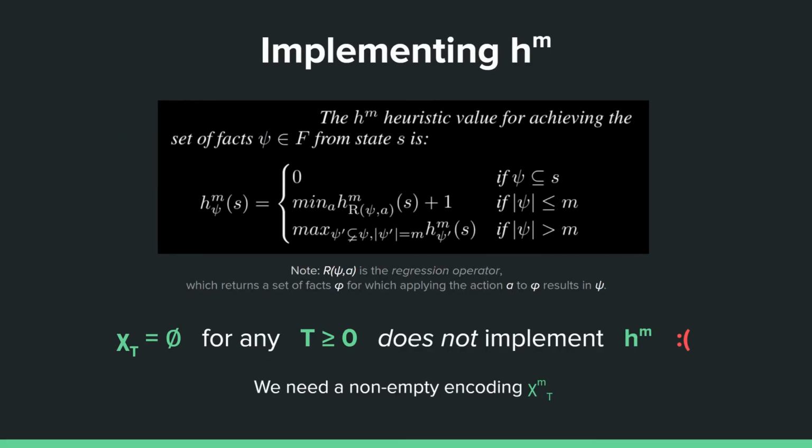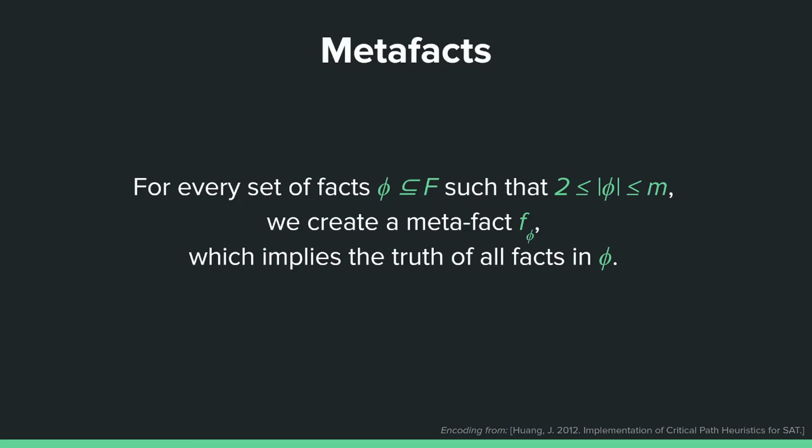Let's take the HM family of heuristics. It's similar to Hmax, but instead tries to find the most expensive set of M subgoals instead of just one. So you can think of Hmax as a part of this family, it's basically just H1. We need an actual encoding for this as we don't get it for free. So in a 2012 paper by Jinbo Huang, he puts forward one such encoding for the HM family of heuristics in SAT. For this encoding, we need a type of variable called a metafact for every possible set of facts between a size 2 and m, implying the truth of those facts.